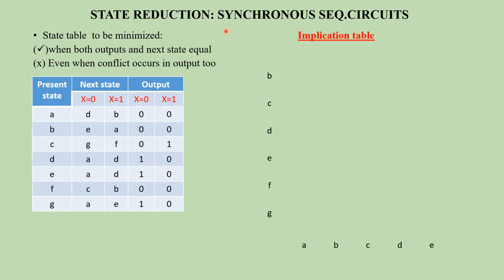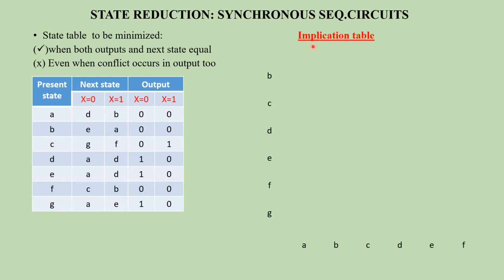State reduction in synchronous sequential circuits. The algorithm we are following in synchronous is going to be the same for asynchronous except for the compatible pairs, right? So the first aim is that the state table has to be minimized, right? So how to minimize that? When both the outputs and the next state are equal, we are going to put a tick mark in the implication table. When there is a conflict in the output, we are going to put a cross mark, right?